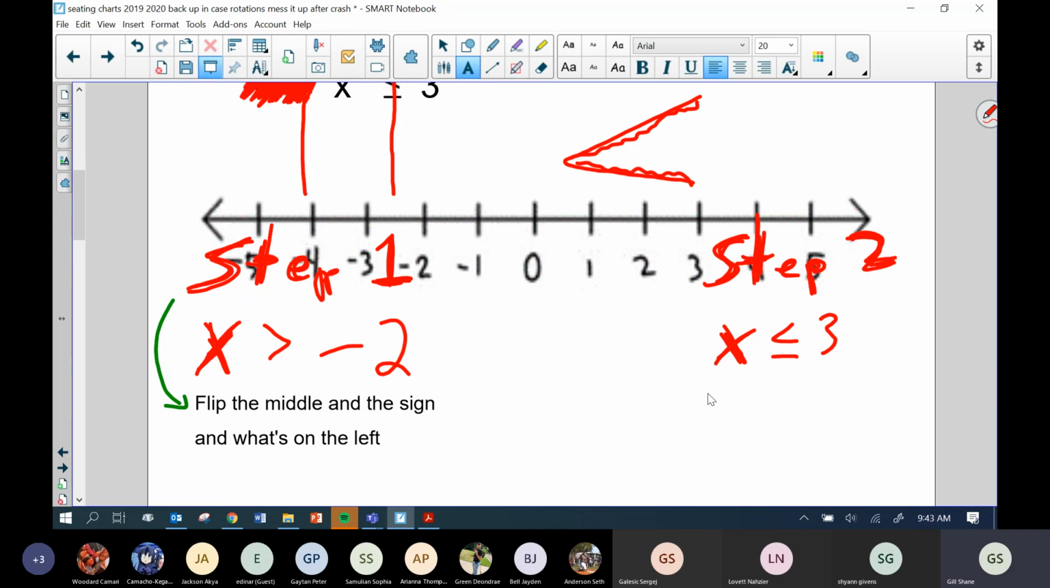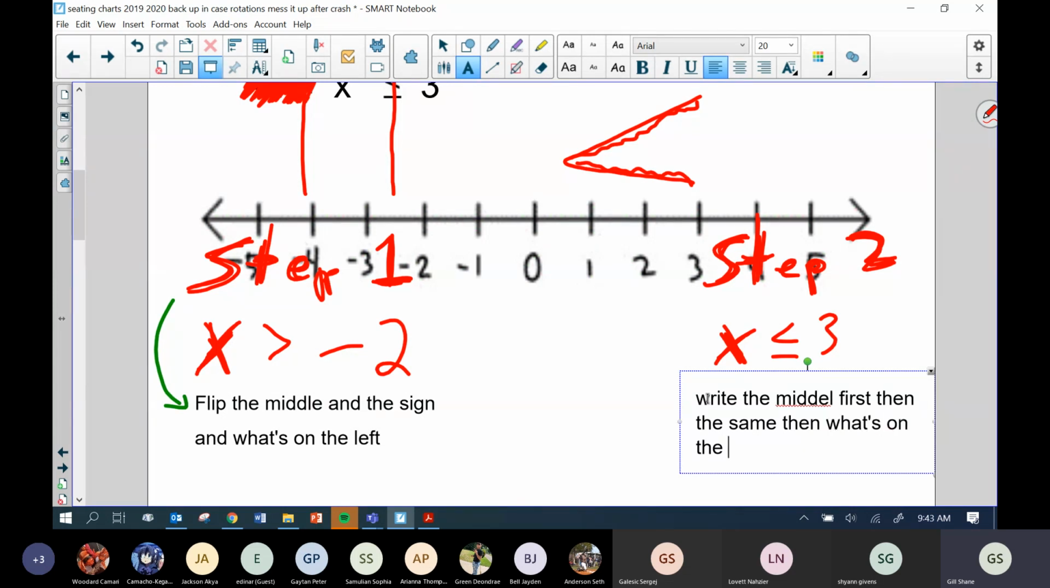Yep, good, it's already there. So for step two, we just write the middle first, then the same sign, then what's on the right.